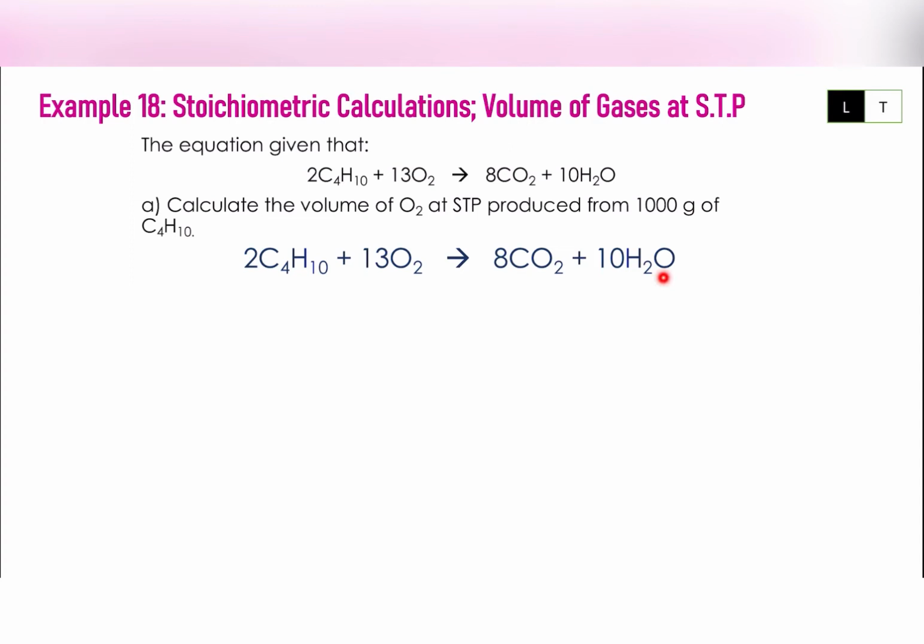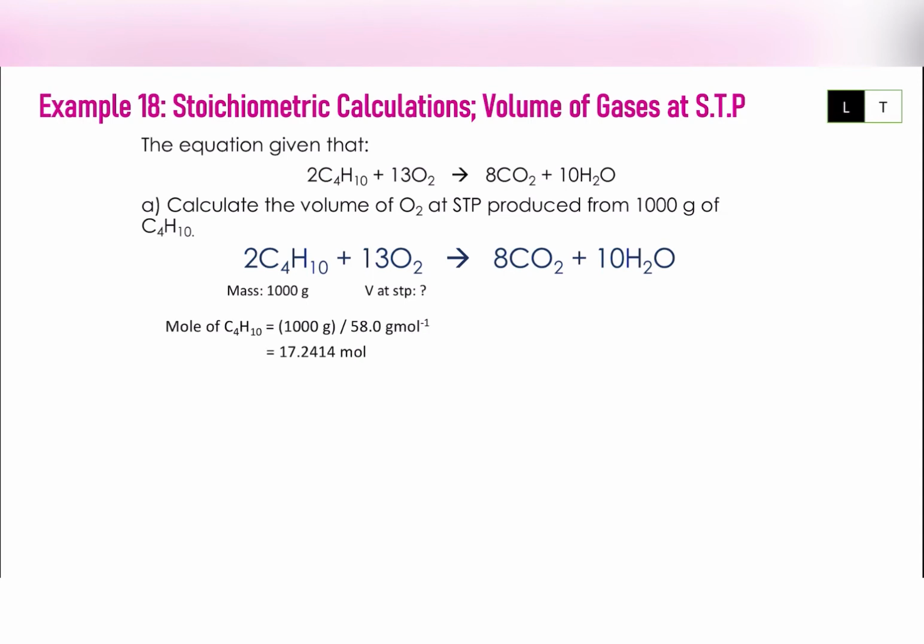This equation is balanced. Now, you can continue for the next part, taking out the information. You have to calculate the volume of O2. Put it below it, the volume at STP produced from 1000 gram of C4H10. So you got mass for C4H10. How to start? You have to calculate the number of mole. The number of mole for who? You got here C4H10, the information only given to this side only. So I'm going to determine the mole for C4H10.